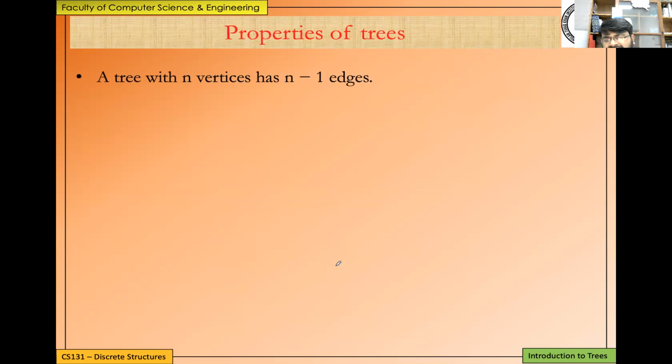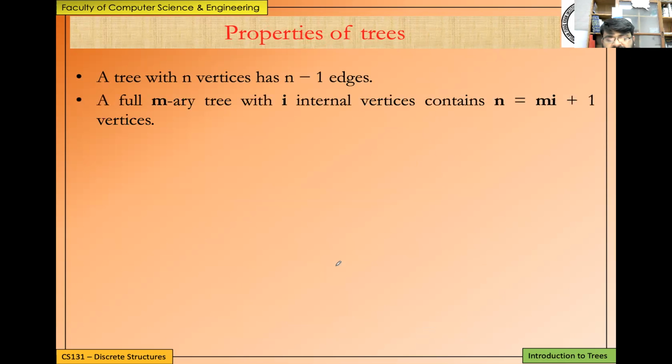Okay, let's then talk about some of the properties of trees. A tree with n vertices has n-1 edges. So if there are n vertices in a tree, then it must have n-1 edges. A full m-ary tree with i internal vertices contains n = m·i vertices. So m is basically coming from this m-ary. i is the number of internal vertices.